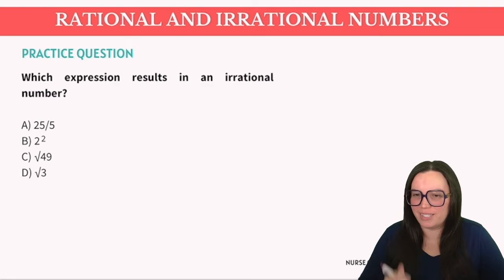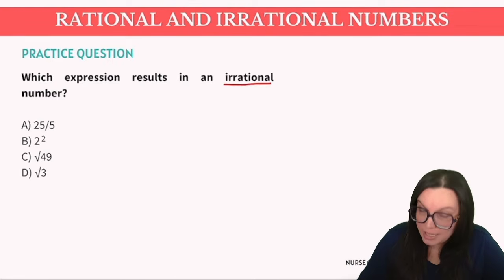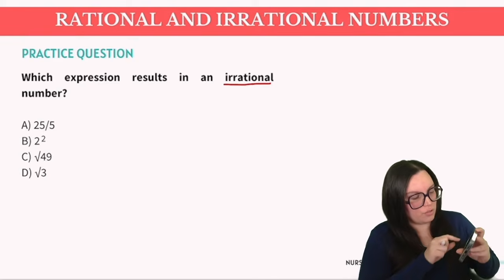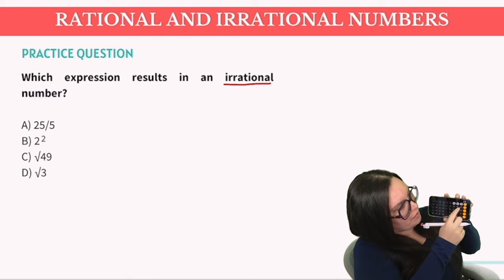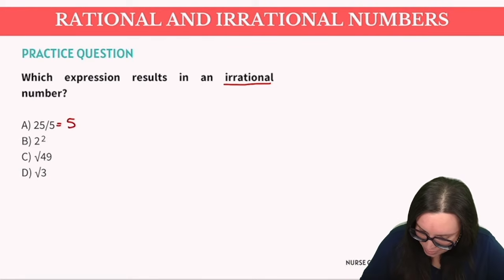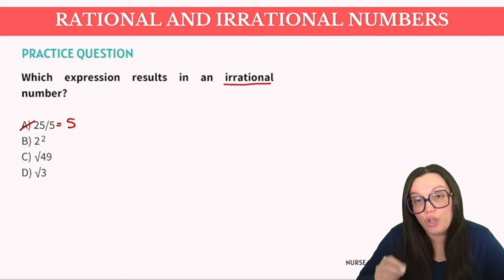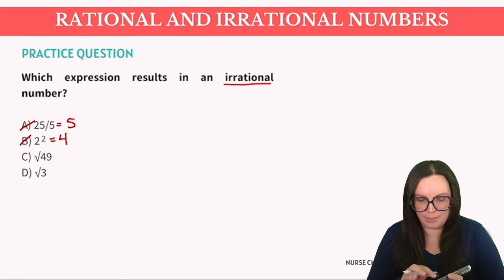Our next question states, which expression results in an irrational number? So again, we're looking for irrational. Starting off with our handy dandy calculator, we have 25 divided by 5, which is going to give us 5. So we know that that is rational. We can eliminate that. 2 raised to the power of 2 is 4. That's also, again, a rational number, so we can eliminate that.